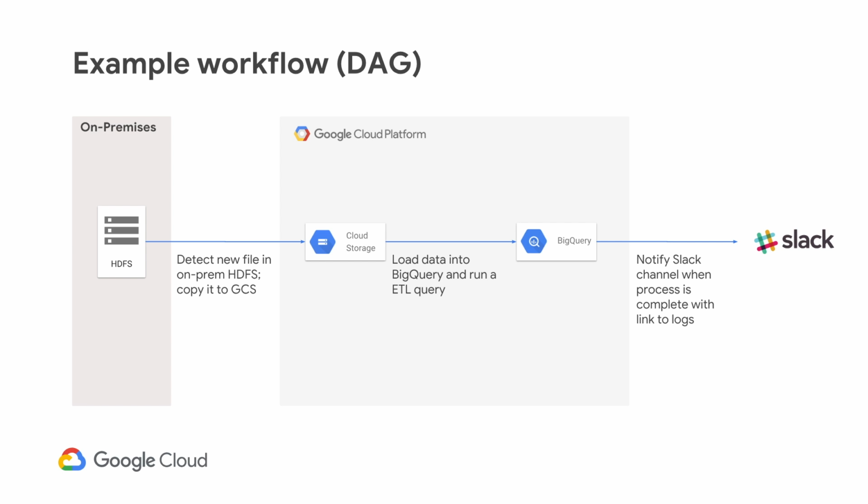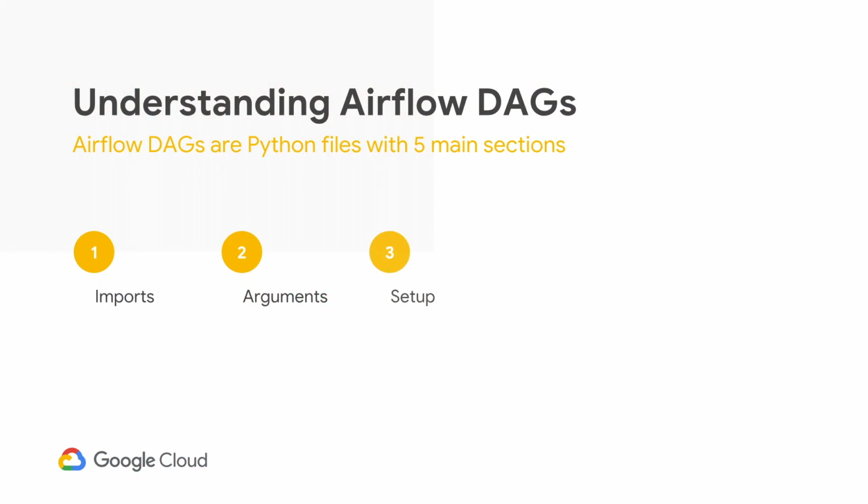And then, of course, maybe when my job completes, I want to notify my users on Slack so they know that the most up-to-date data and information is available to them. Yeah. So Airflow DAGs are effectively Python files with 5 main sections, and we'll cover each of those in turn.